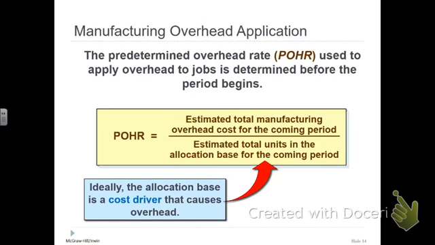Ideally, that allocation base is the cost driver. Ideally, it's what drives the cost. If I were doing, for example, decks, I would probably go by labor hours for my manufacturing overhead. Why? Because for every labor hour, I can approximate how many nails they use, which is probably determined by how long they are working on the job more so than anything else. So what I want to do is find out what drives that cost, and use that as my allocation base.